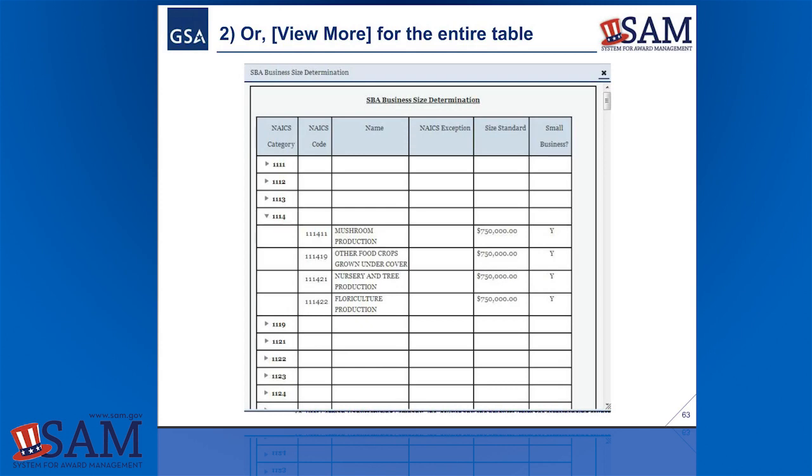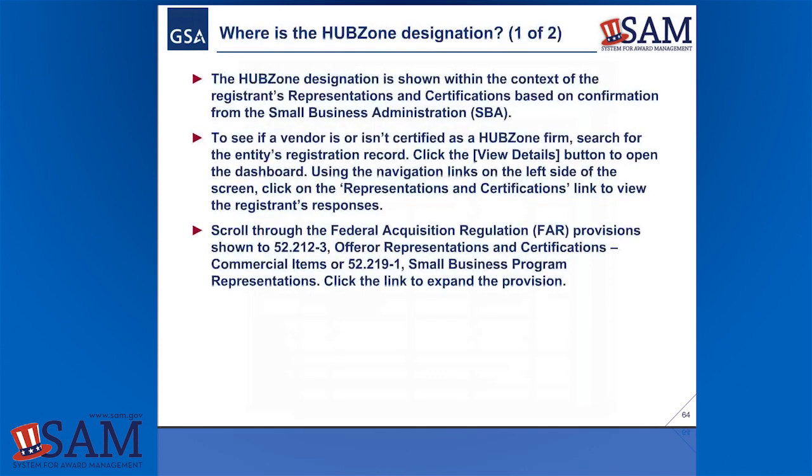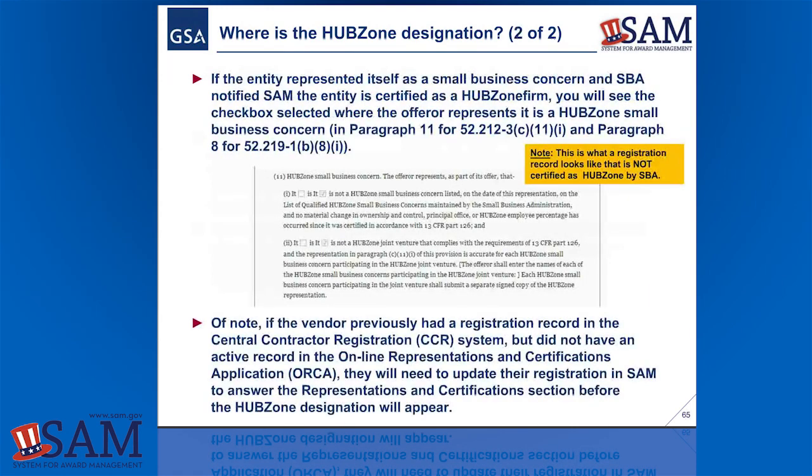All right, so we showed you the 8(a). The 8(a) certification is currently in the business types. The HUBZone designation is within reps and certs. It'll be in both places, but the two places you could look for it are the reps and certs and the small business program. You're going to click on the link, expand the provision. This is the language. If you saw the first box checked, then it is HUBZone. If the second box is checked, it is not HUBZone.